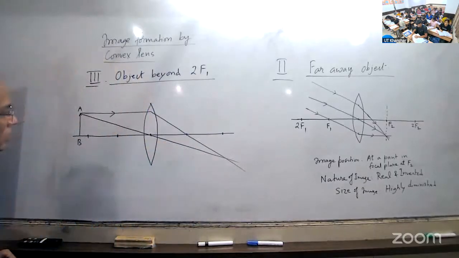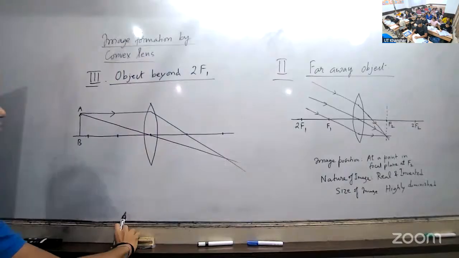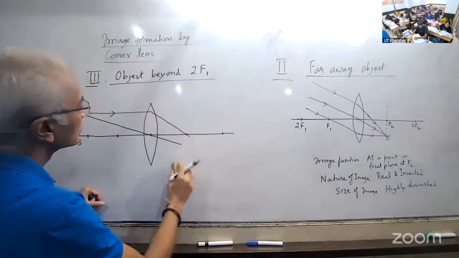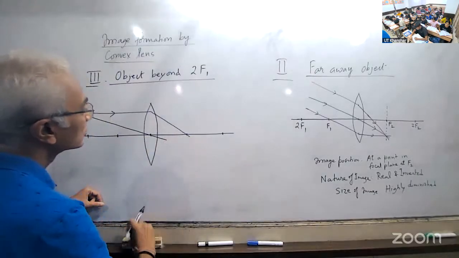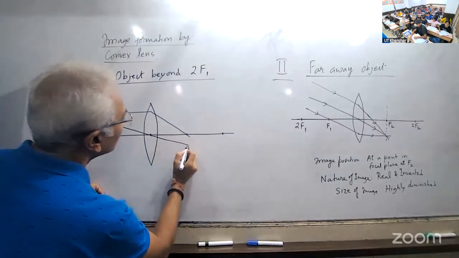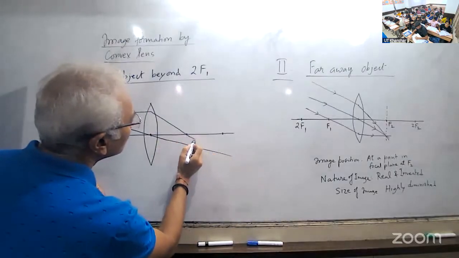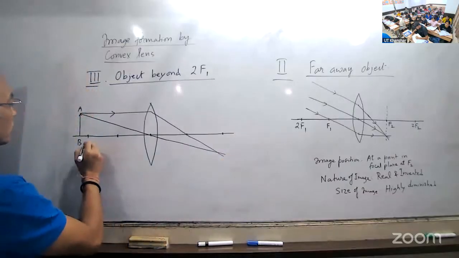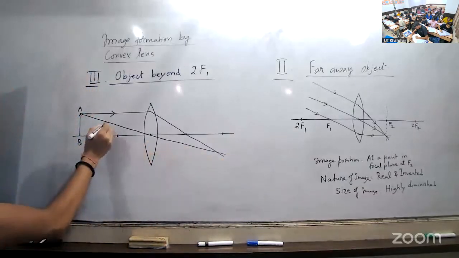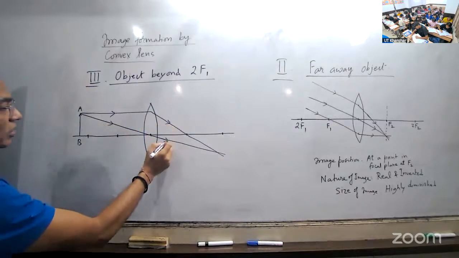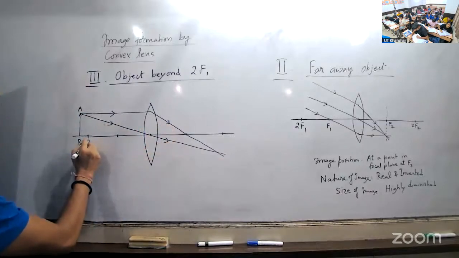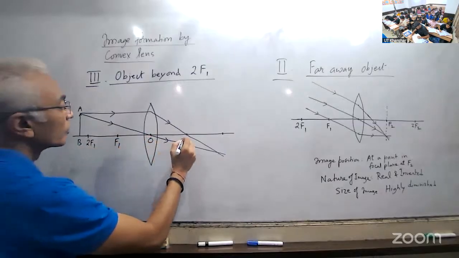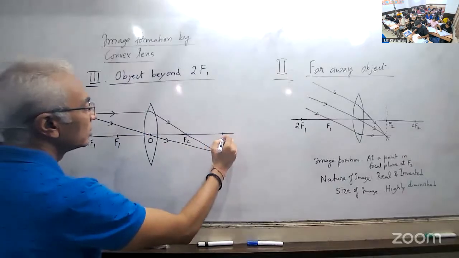ठीक है? ये ऑप्टिकल सेंटर से नीचे आ गए। ऐसे। Okay, so now this is labeled. After completing the ray diagram, now you can label. This is F1, F1, O, F2, and 2F.